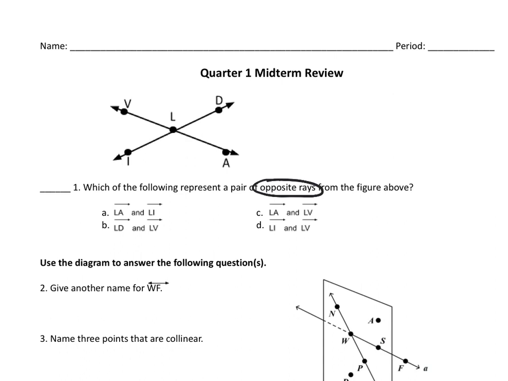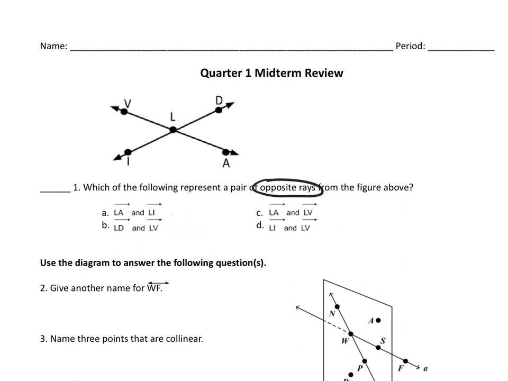Are LA and LI, this first option, so LA and LI, are those opposite rays? Do they go opposite directions? Straight up opposite? No. They are rays and they do share a vertex, but they do not go the opposite directions. Okay, if we look at the next example, let's go B, LD and LV. So LD and LV, do those go opposite directions? No, they are rays. They don't go the same direction, but they definitely don't go opposite directions.